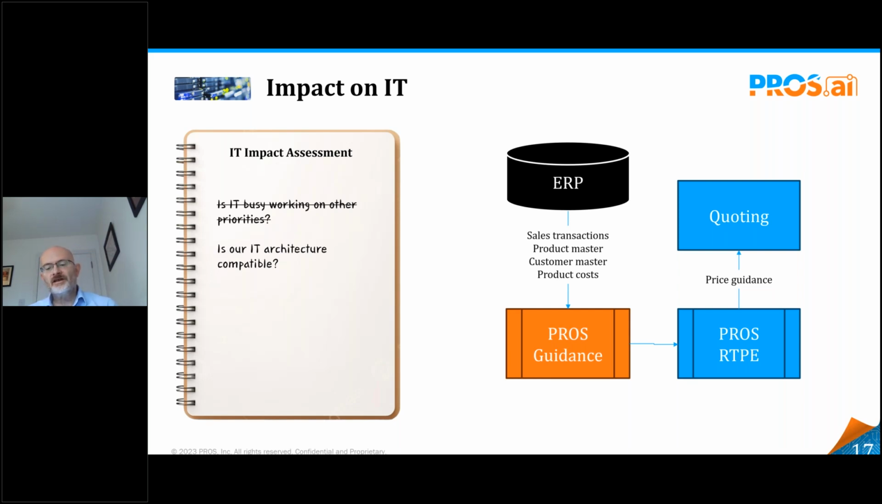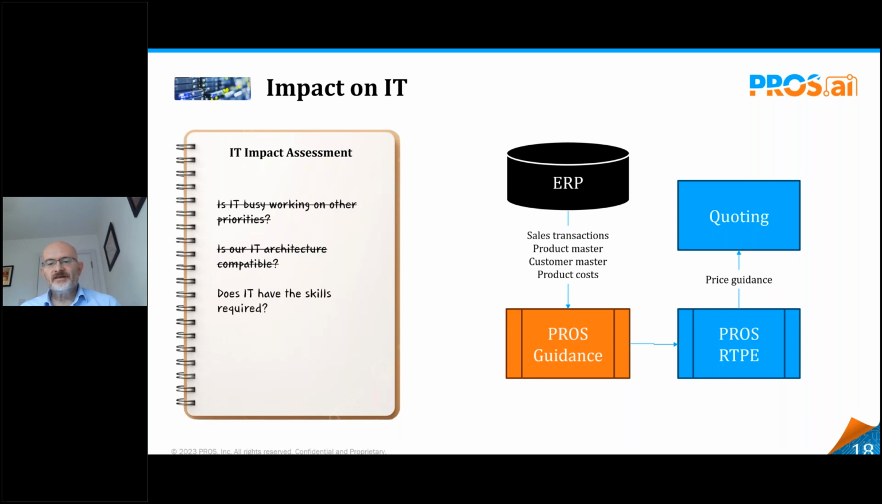So, for example, again, if we go back to Company X, you can see on screen here that all we needed to generate our pricing recommendations was sales transactions, their product master with the associated attributes, customer master with the associated attributes, and product costs, all things that were readily available in their existing ERP system. And then in terms of the integration into their quoting system, they needed to call an API to get the pricing guidance.